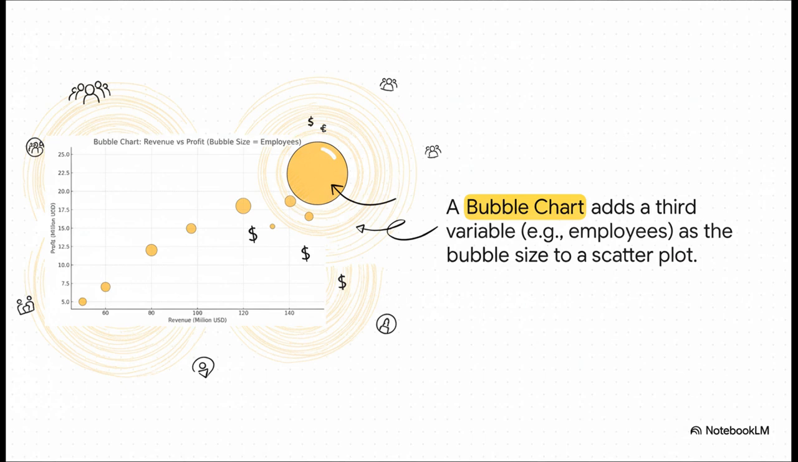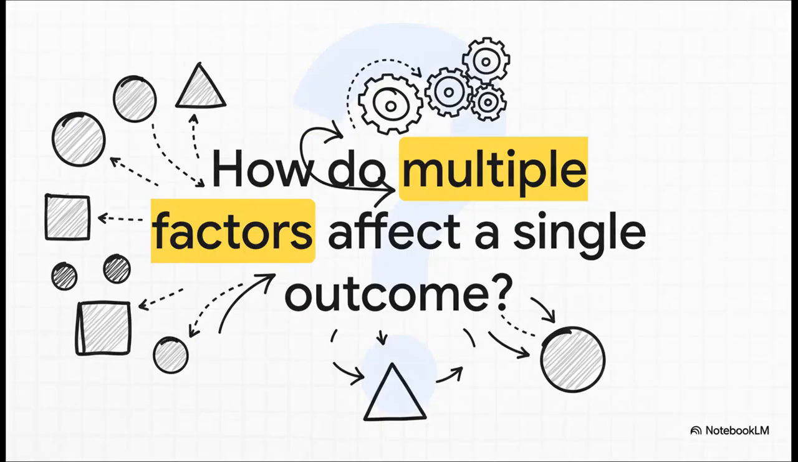But here's the twist. The size of each bubble tells you about a third variable, like how many employees a company has. All of a sudden, you can see if bigger companies are actually more profitable. It's genius.